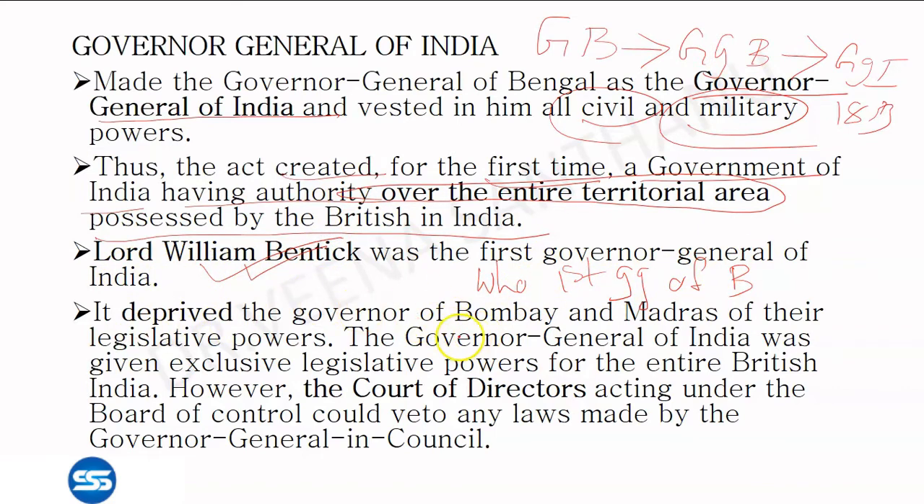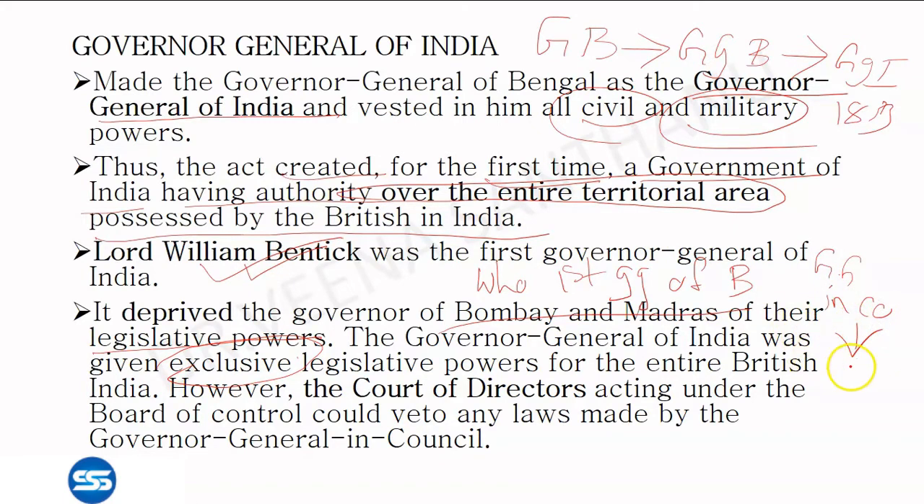Lord William Bentinck became the first Governor General of India. He deprived the Governors of Bombay and Madras of their legislative power. They had legislative power, now it got taken away. The Governor General of India was given exclusive legislative powers for the entire British India. However, the Court of Directors, acting under the Board of Control, could veto any laws made by the Governor General in Council.